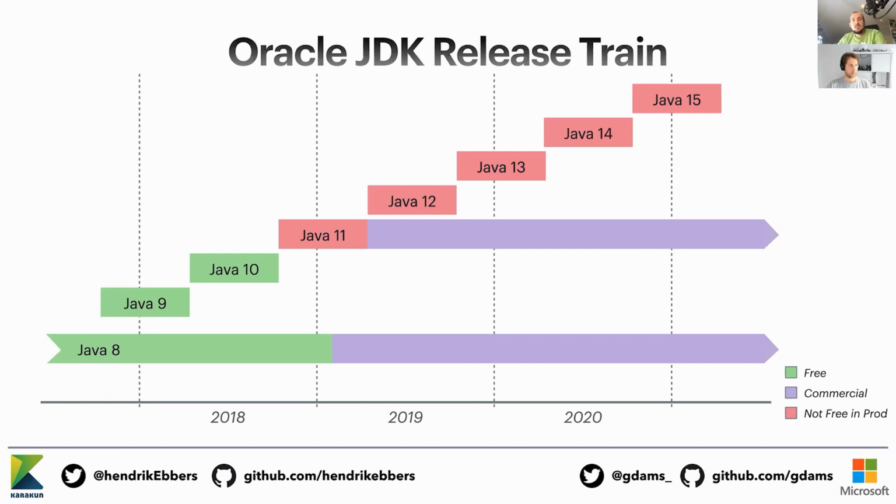With this new release train, we will get major releases for Java every 6 months. So 2 major releases each year. And some of them are so-called LTS releases, which means long-term support releases. In this slide, you can see Java 8 and Java 11, which are LTS releases. Java 17 will be the next one.